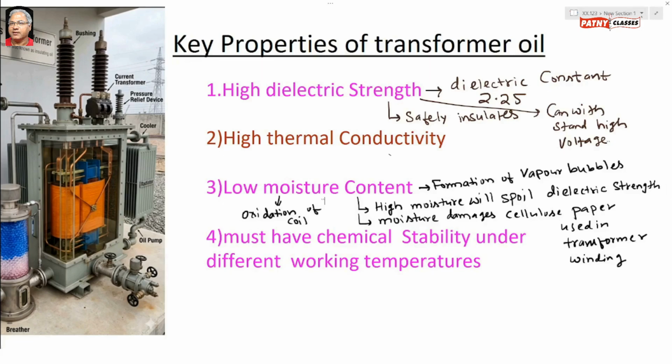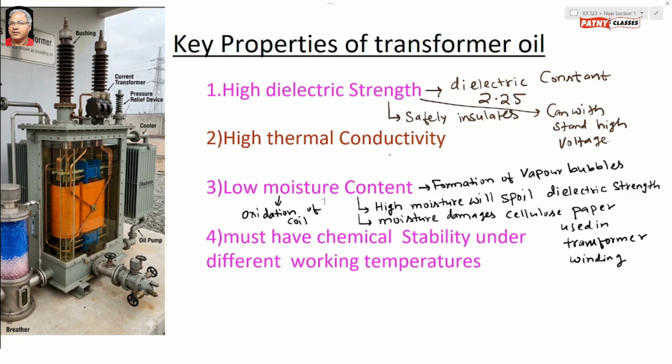Now, the third important property of transformer oil is low moisture content. The transformer oil must contain only low moisture. High moisture is not allowed in transformer oil. What are the reasons? The first important one is the formation of vapor bubbles. These vapor bubbles, if present inside this oil, create the possibility of flashovers.